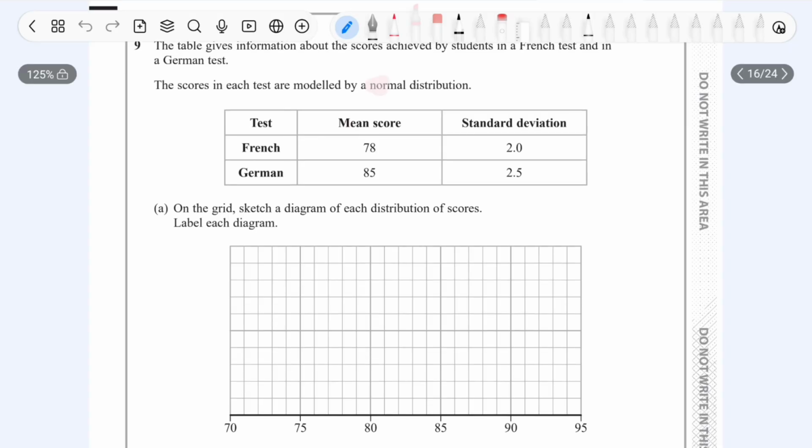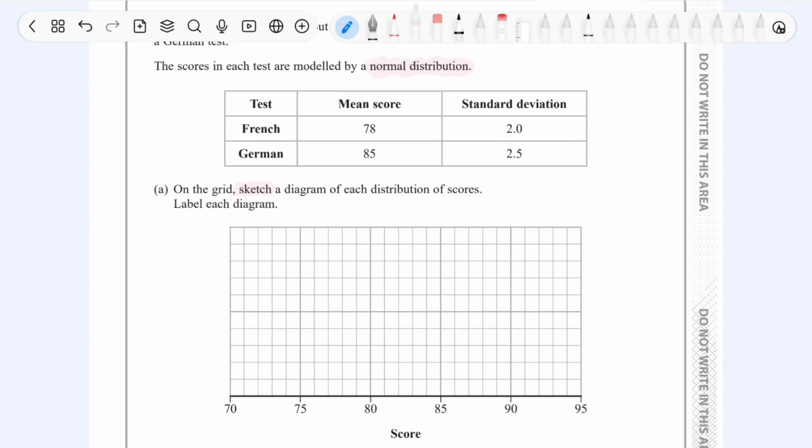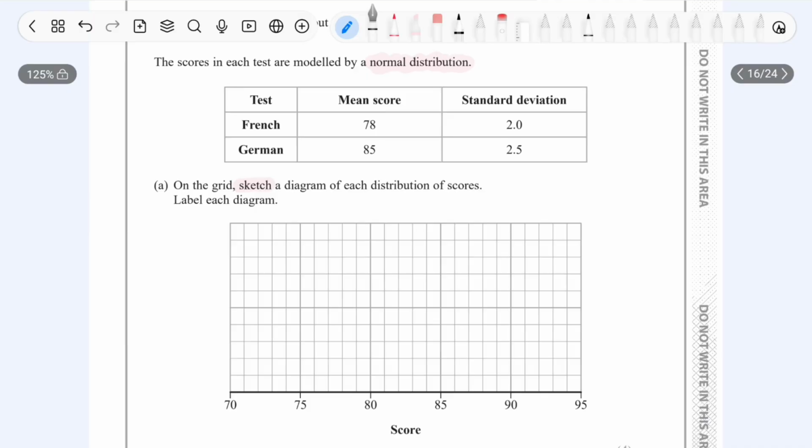A normal distribution is something you must be familiar with, not in too much detail, however you still need to know the key characteristics. And then we just need to sketch, which means you don't have to be plain accurate, but it needs to have the general gist. Therefore you need to be able to show some differences between the two. So let's quickly look at the key characteristics of a normal distribution.